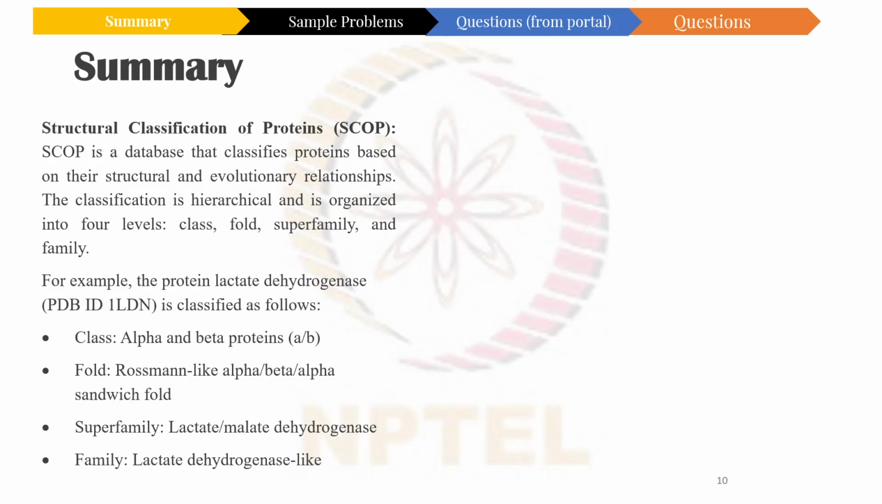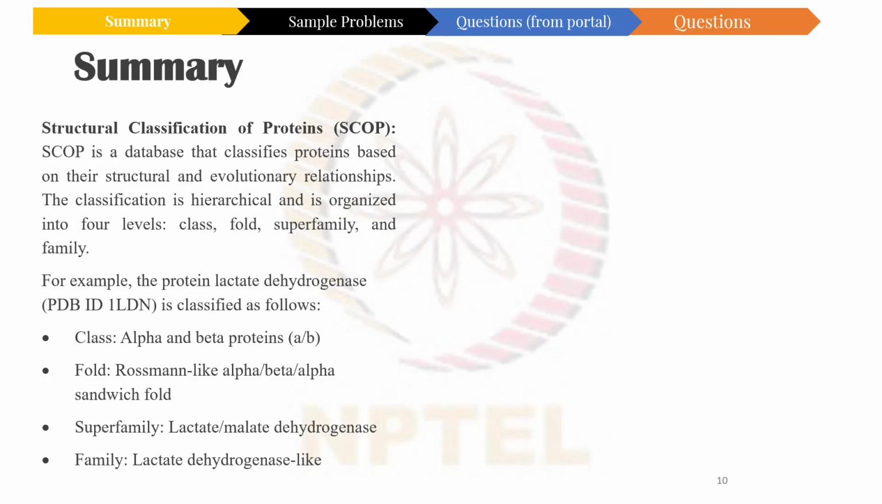into folds based on their secondary structure content and arrangement. Third is superfamily. Folds are further grouped into superfamilies based on their structural and functional similarity. And family. Finally, each superfamily is further subdivided into families based on their sequence and functional similarity.